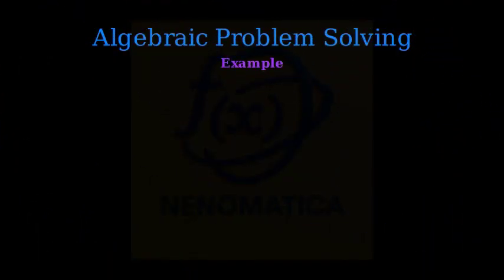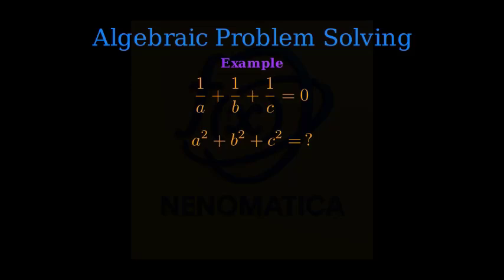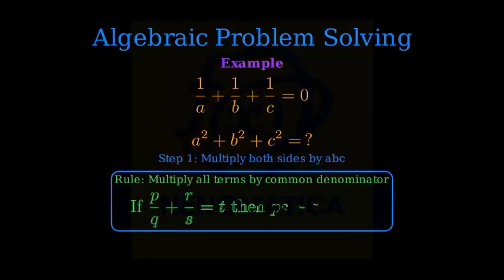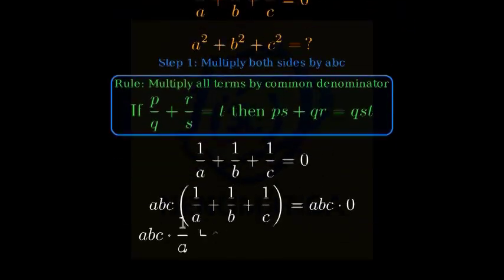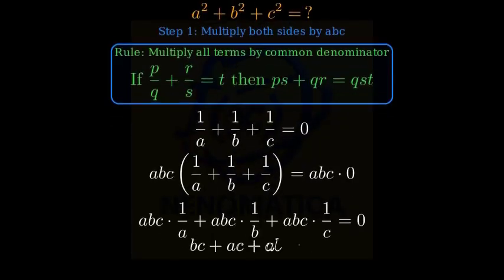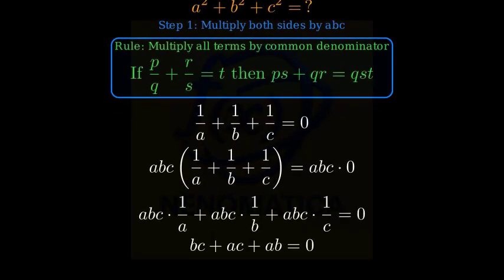Let's look at our example. We need to find a complete expression for a squared plus b squared plus c squared, given that 1 over a plus 1 over b plus 1 over c equals 0. Let's start by working with the equation we're given. We need to manipulate the equation 1 over a plus 1 over b plus 1 over c equals 0.